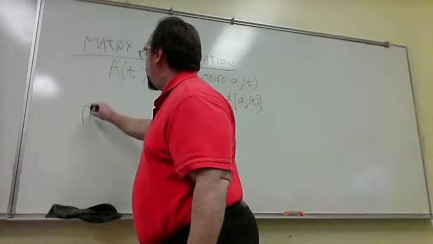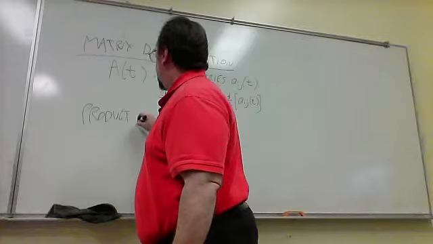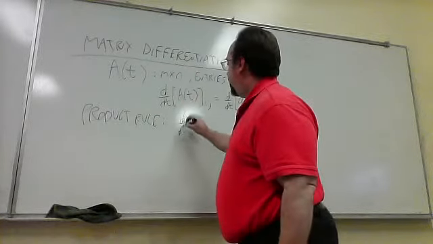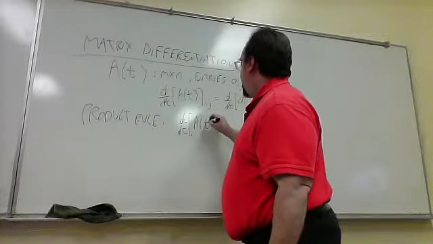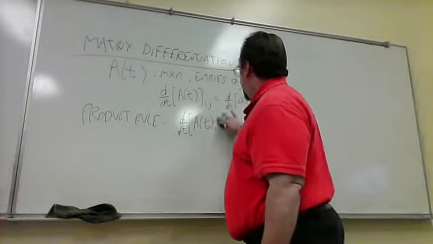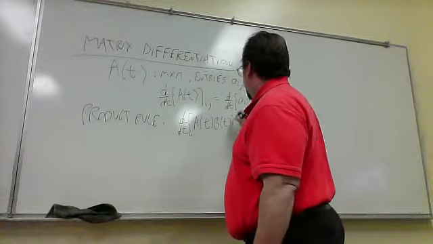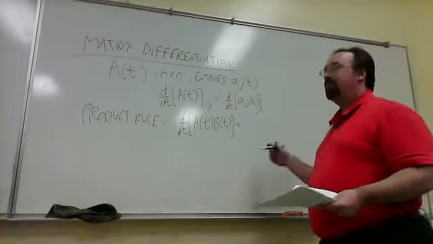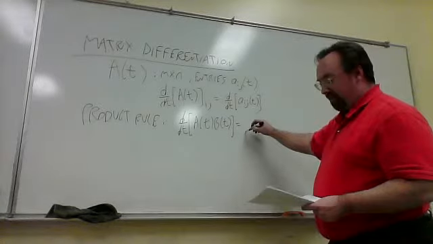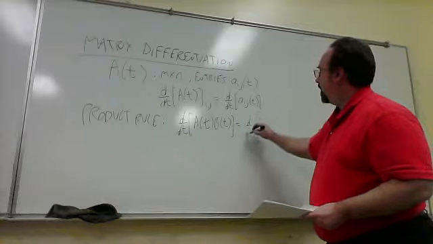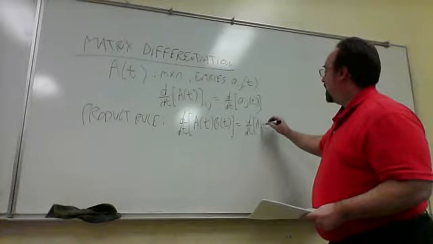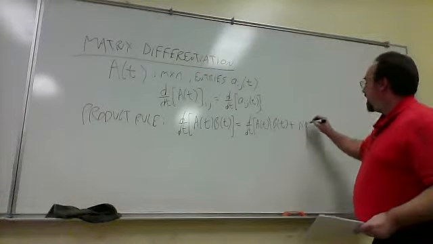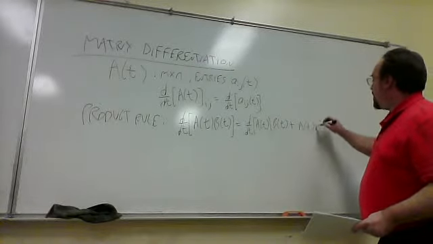So, for instance, the product rule: the derivative of A of t times B of t. Now, hopefully you remember your product rule from calculus, and that applies here, but here's where you need to be careful. So you have the derivative of A times B plus A times the derivative of B.